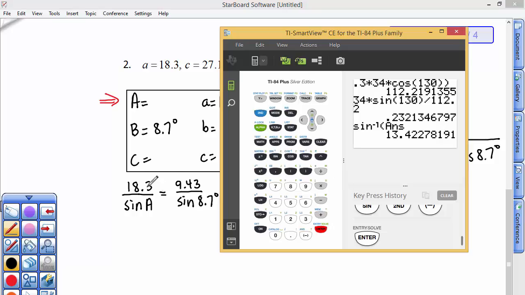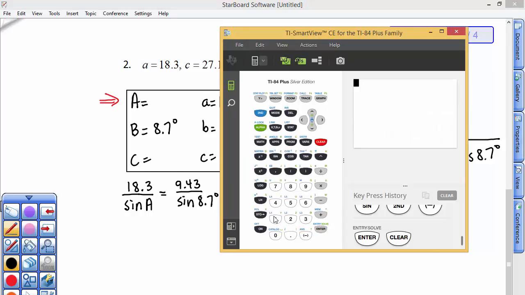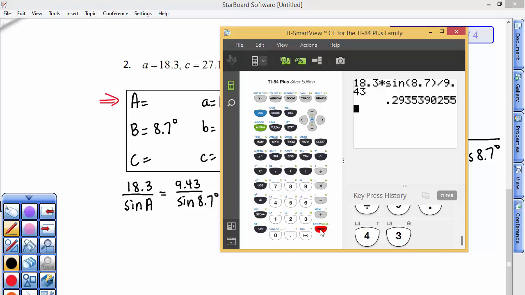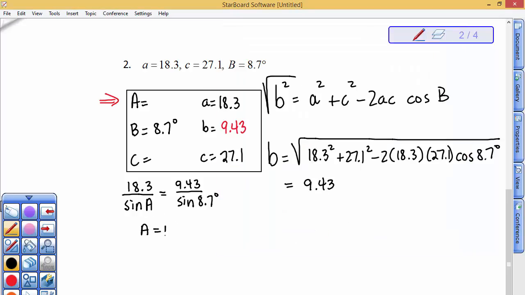So I'm going to take this product. So the 18.3 times the sine of 8.7. And then I'm going to divide that by 9.43. What's opposite my unknown? But I'll remember that that's just a ratio for the sine of angle A. To get the size of angle A, I'll go second sine, second answer. And I see that angle A is 17.1 degrees.